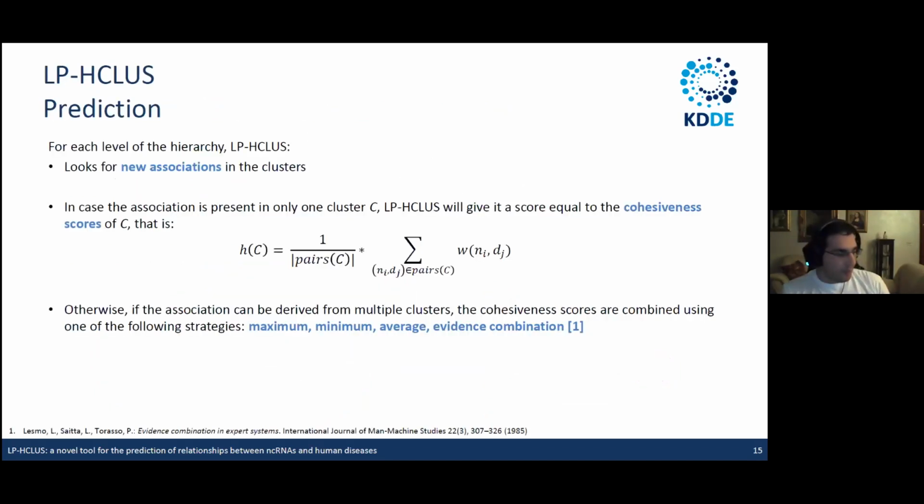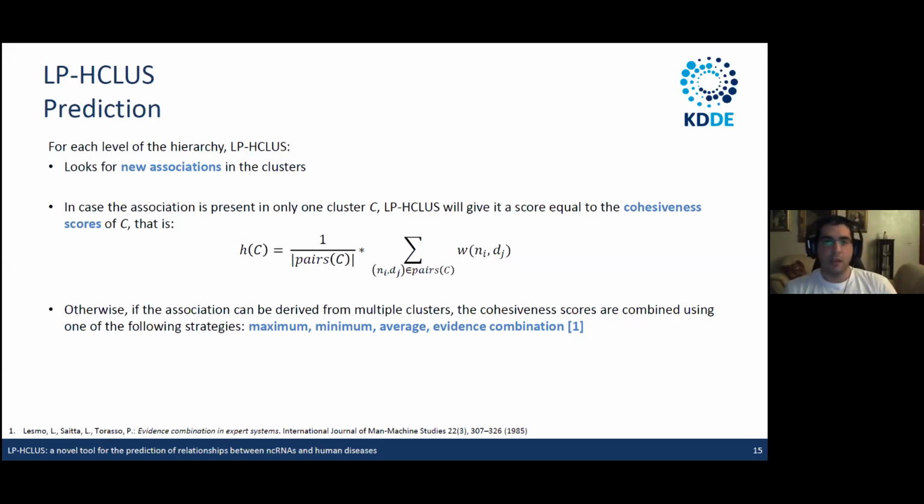During this step, for each level of the hierarchy, LP-HCLUS will look for new associations in the clusters, and in the case the association can be derived only from one cluster, the final score associated with it will be equal to the coherence score of the cluster.